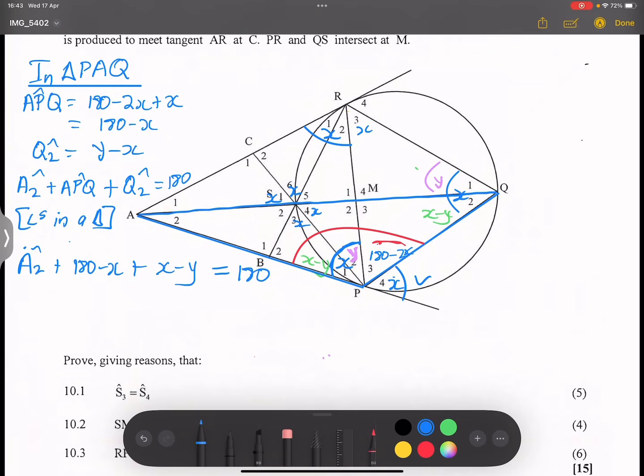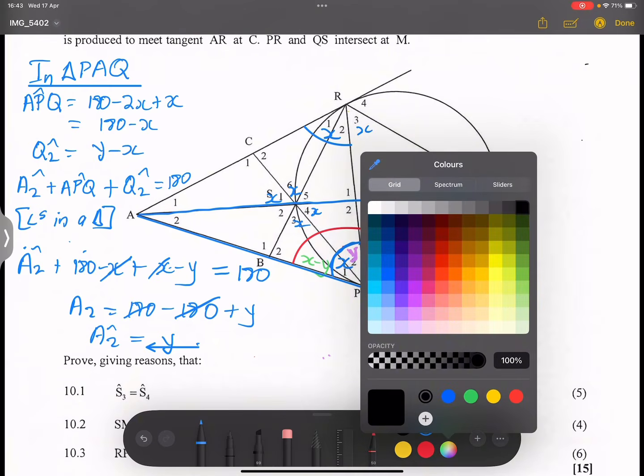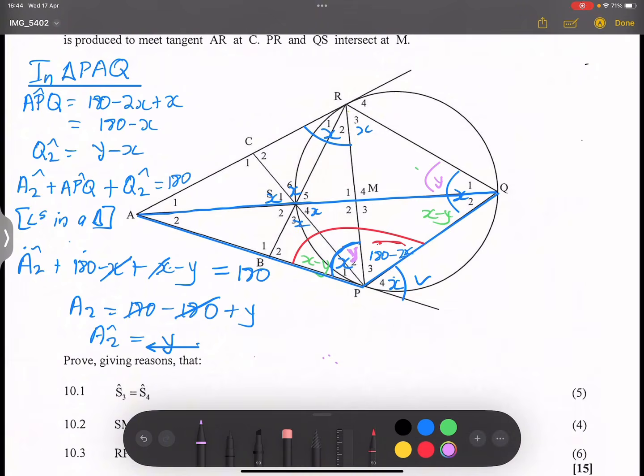Okay, so now let's try and get the size of that angle. So I see minus x and x would cancel, right? And that means that A2 would be equal to, take the 180 to the other side, so 180 minus 180 plus y, and that cancels. So what makes angle A2? A2 would be equal to y. All right, and so it proves that this angle here, A2, is equal to y.